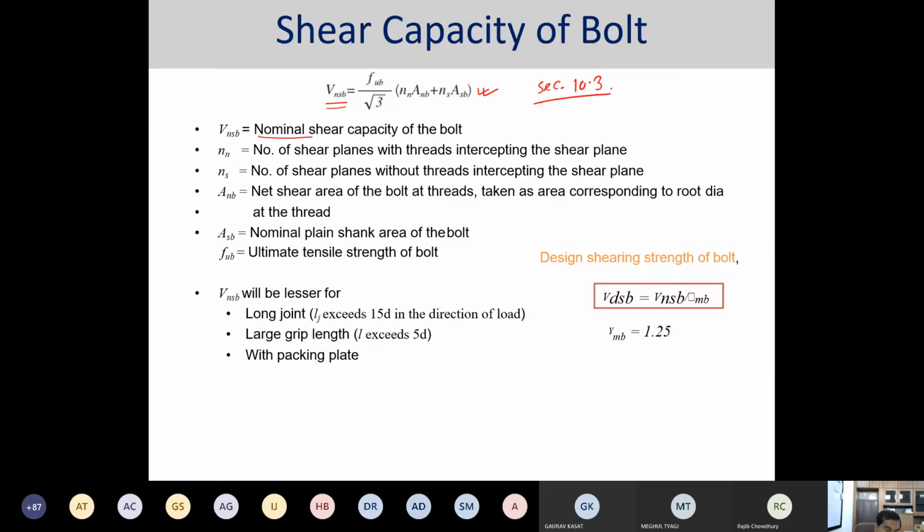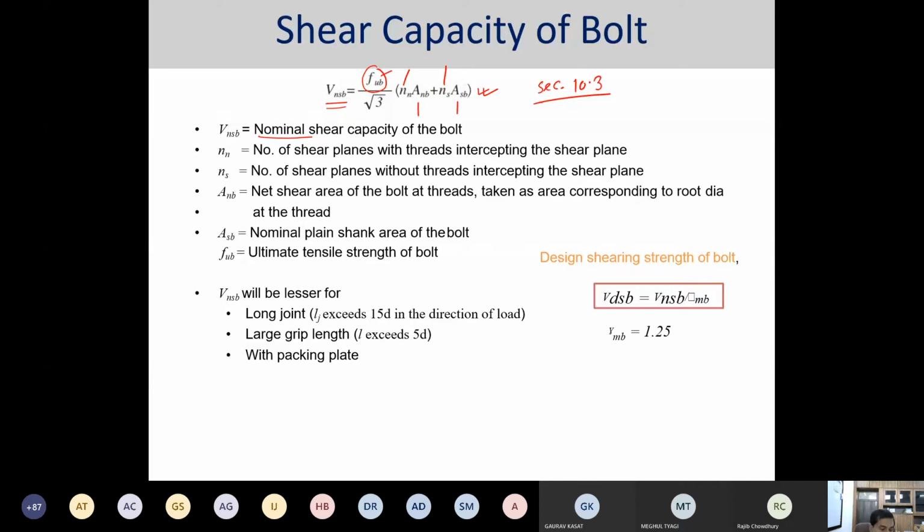Now, what is this one? This is a particular formula already given. Need not worry about that. Where is it coming from? That is coming from different experimental results. Now, what are the components available in this formula? FUB, NN, NS, ANB, ASB.